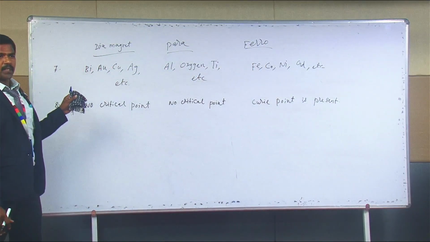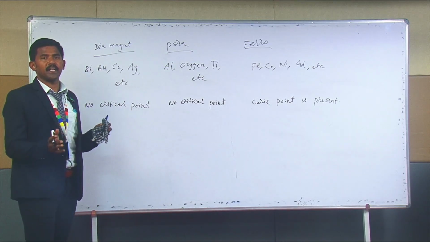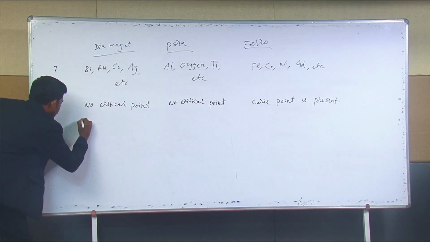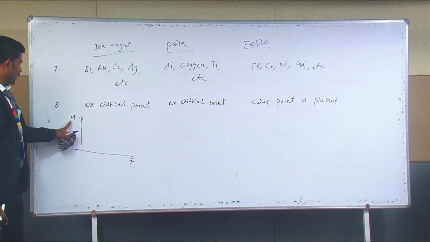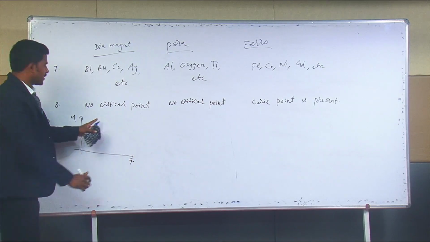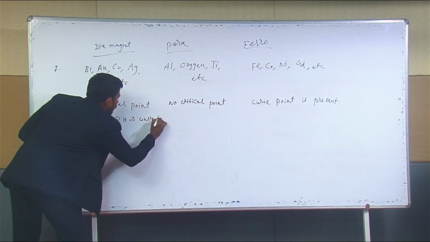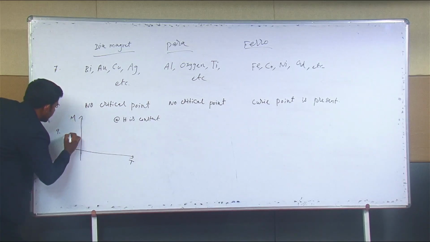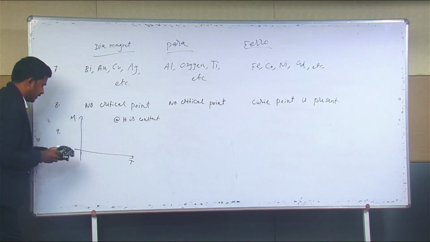For example, there are two main characteristics, with respect to temperature or with respect to field, by which we can identify the magnetization. This is the MT curve, magnetization with respect to temperature. Here the applied field H is constant. How the diamagnetic behaves: the susceptibility is negative, very meager, so we can say like this.